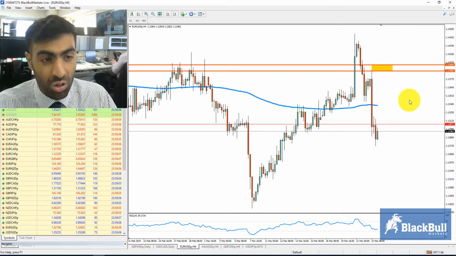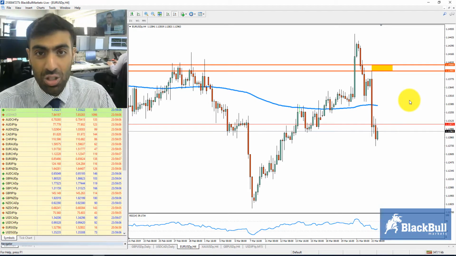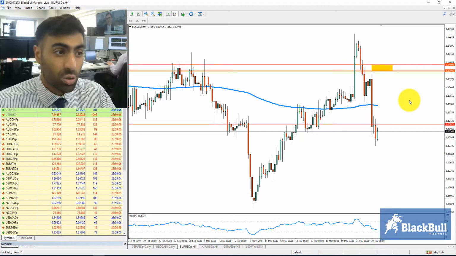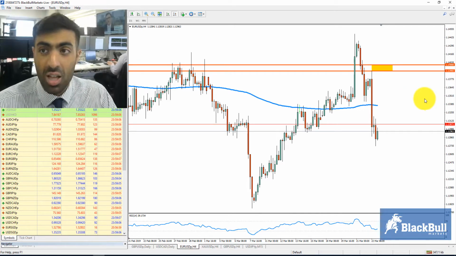So keep your eyes on the euro dollar, currently looking for future direction. We do have US GDP data later on this week, and any future developments in the Brexit arena could also dictate the future path of this cross.